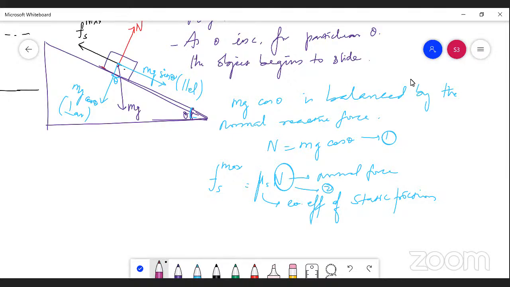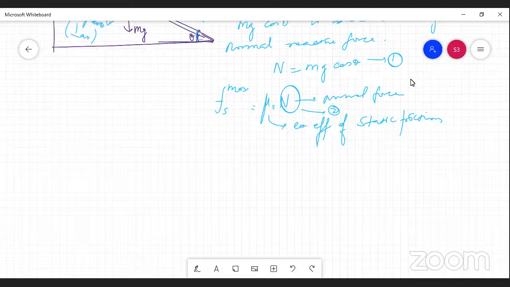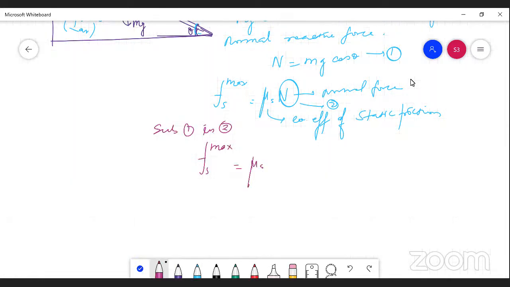Substitute 1 and 2. What is this expression? Fs maximum is equal to mu s into N. N is mg cos theta, so I can write this as mu s mg cos theta. This is equation number 3. This Fs maximum is equal to mu s mg cos theta.